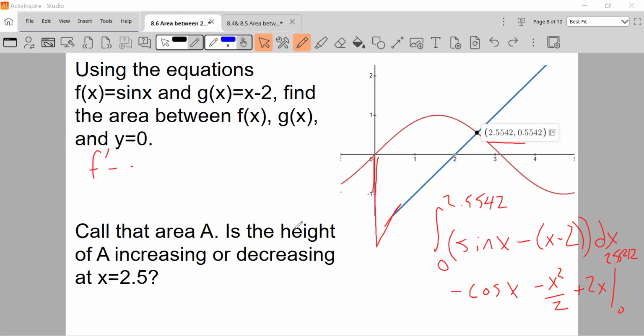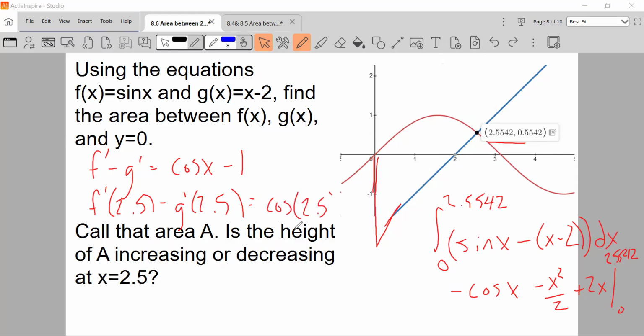This is just going to be f prime minus g prime, which is going to be cosine x minus 1. And so we would then just be able to say, well, f prime of 2.5 minus g prime of 2.5 is equal to the cosine of 2.5 minus 1. And you might say, well, Mr. Erb, how do I know that that's negative, for example? Well, the best version of cosine we can have is cosine of 0 or 2 pi. That maximum value of cosine is just 1. So anything less than that maximum value is going to be smaller than 1. So when I subtract 1 from it, I'm going to get a negative quantity. So we'd say, therefore, decreasing.